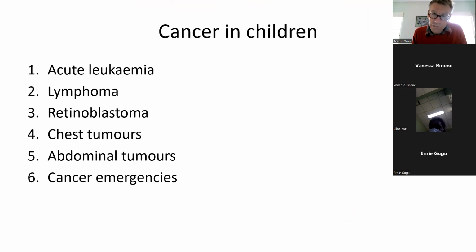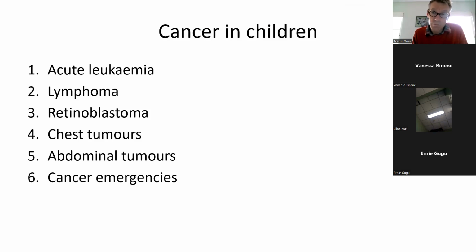This is, I guess, in order of the common conditions. So acute leukemia being the most common, then lymphoma. We'll talk a bit about retinoblastoma because it's more common in PNG than most other countries. We'll talk about chest tumors too, because we see a lot of children who have a whiteout of their chest on their chest x-ray, and we need to be able to identify which children have tumors and which children have much more common effusions or empyemas, okay?